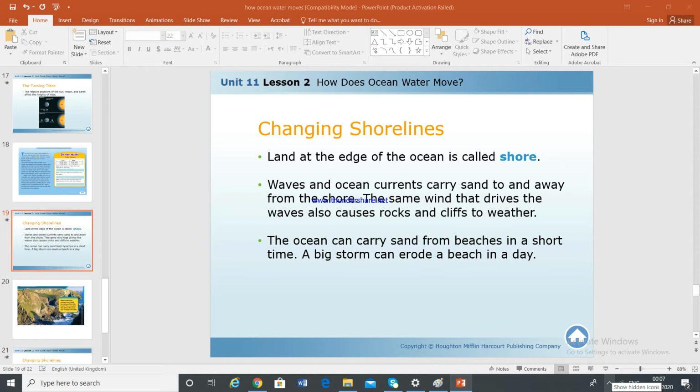The ocean can carry sand from beaches in a short time. Like, this is not a very long process. It can be in a very short time. A big storm can erode a beach in a day. They say a big storm can cause erosion in one day. Imagine, it's so powerful.